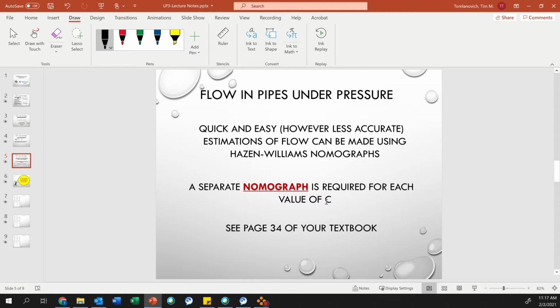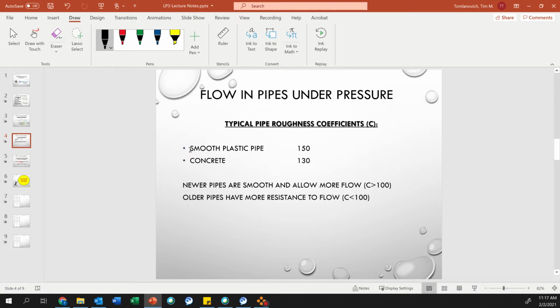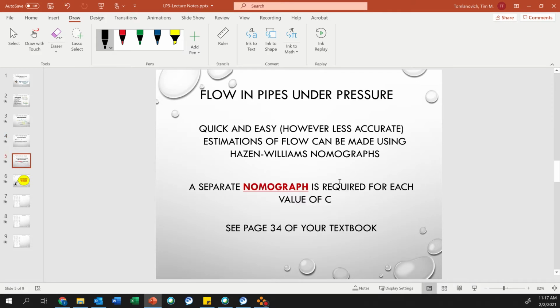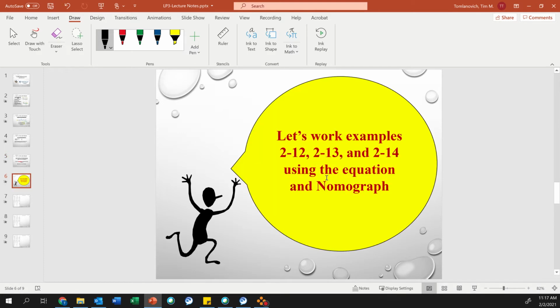Okay, when you look at figure 2.215 on page 34, they use a coefficient value of 100. So basically what that's telling you is, if I was using smooth plastic pipe, a new graph would have to be created for pipe and concrete, separate pipes, to use a nomograph for a really quick estimate of our flow rate in pipes using the Hazen-Williams equation. Okay, so with that, let's get on to the examples.